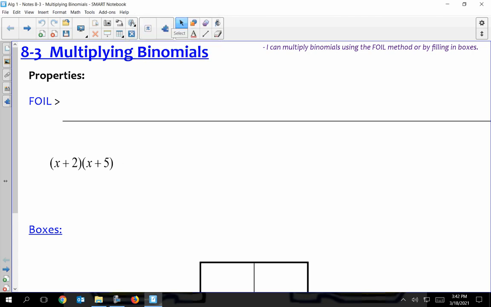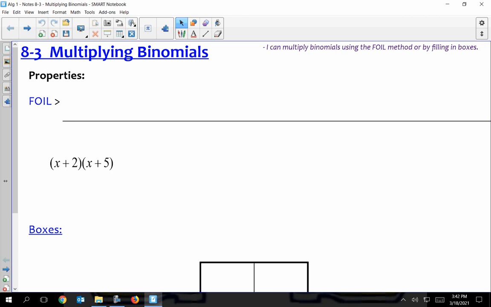Okay, everybody, this is chapter 8, section 3. We're multiplying binomials. If you remember from section 1, we defined a binomial as being two terms put together either with a plus sign or a minus sign. And today we're going to learn how to multiply two of them together.